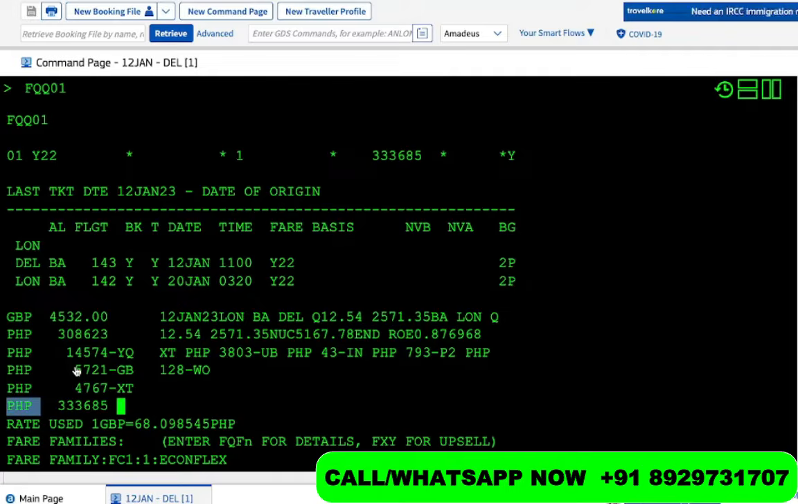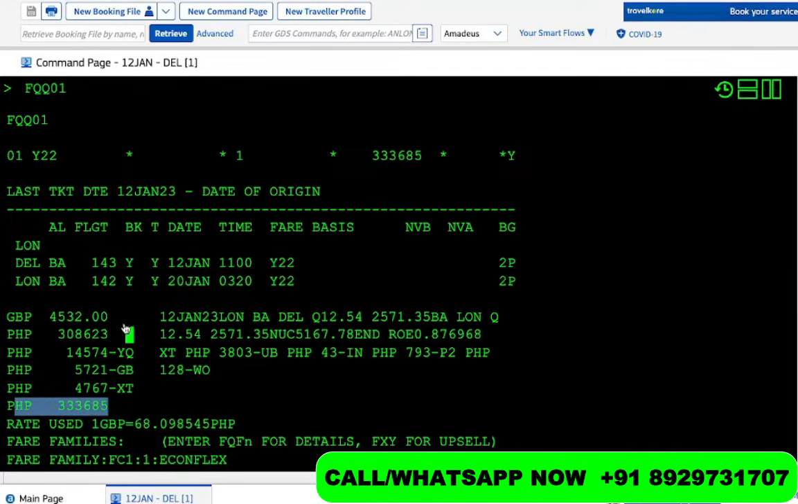Now, let's understand the other figures which are there in this ticket. This says GBP 4532. When it says GBP, that is pound, 4,532 pounds is the total price. Now the question comes, why is this the base fare? A ticket is made of two things. One is a base fare, one is taxes. This is the base fare, 4,532, and you will see taxes somewhere down. There are different kinds of taxes that we have. So why is the base fare in pounds when the total amount is in Philippines peso?